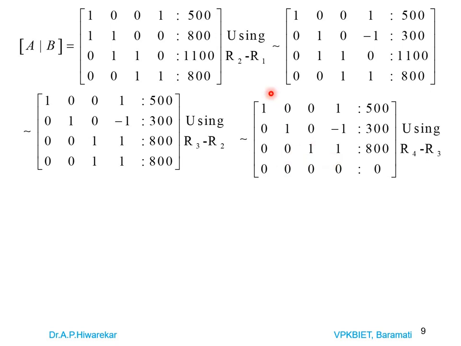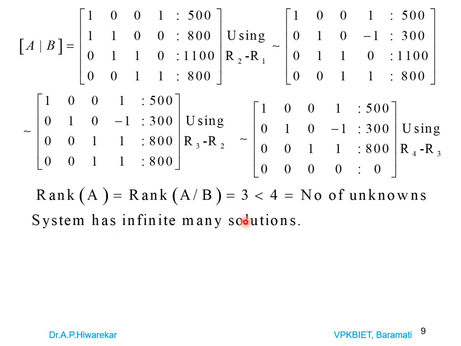Rank of A is obviously 3 and rank of AB is also 3. So the system is consistent and that rank is less than 4. There are 4 unknowns, I1, I2, I3 and I4. So rank of A is 3, rank of AB is also 3, that is less than 4, which is the number of unknowns. So therefore the system has infinitely many solutions and those solutions can be obtained just by considering every row as one equation in the last.